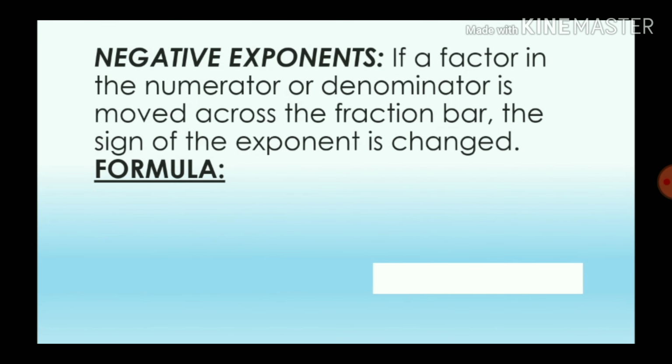Negative exponent. If a factor in the numerator or denominator is moved across a fraction bar, the sign of the exponent is exchanged. Formula: x to the power of negative m is equal to 1 over x to the power of m. 1 over x to the power of negative m is equal to x to the power of m. Or x over y to the power of negative m is equal to y over x to the power of m. Examples.